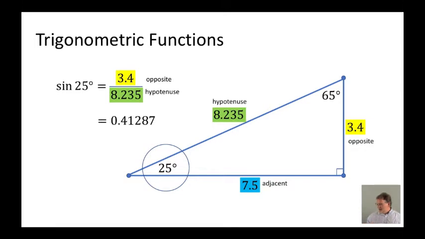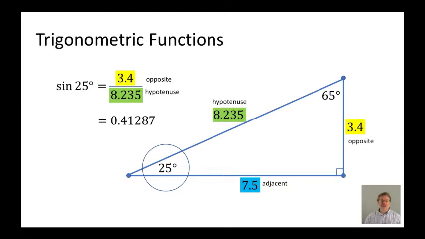And so we got a ratio there for 25 degrees that was extracted from these 2 sides here, 3.4 divided by 8.235. And so we could get that by finding the ratio of those two sides. We could also get that by putting in 25 degrees into our calculator and finding out what the sine value is for 25 degrees. Either way, we'd get that same ratio that's showing up there, 0.41287.